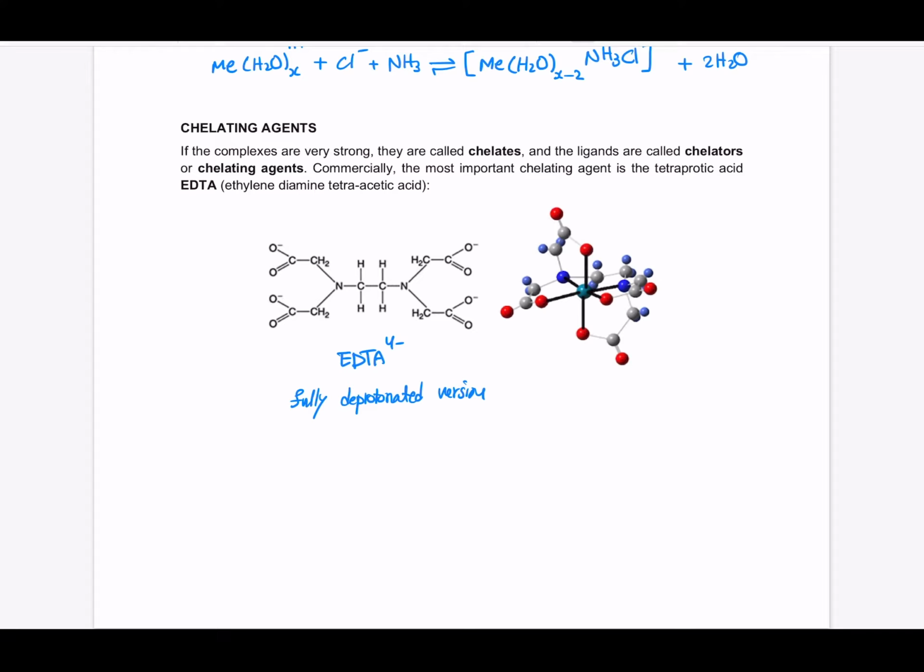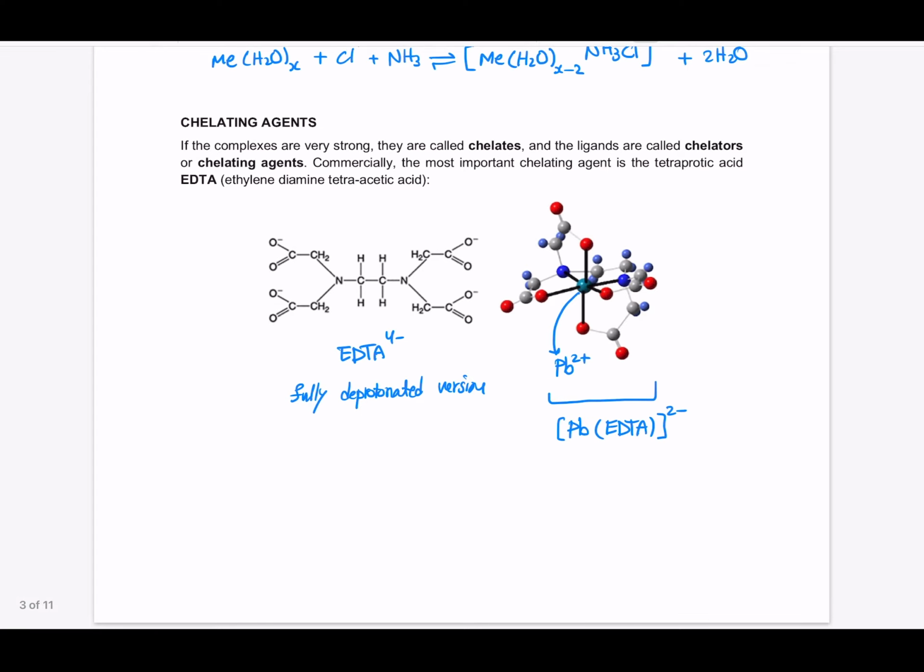In this case, for example, we're showing Pb²⁺. The center is lead, and this is a complex of lead with EDTA. So Pb with EDTA, and the charge would be 2 minus basically. As you see, this has 1, 2, 3, 4, 5, 6 bonds, forming 6 bonds. So the chelating agent is very strong, which is very strong binding.